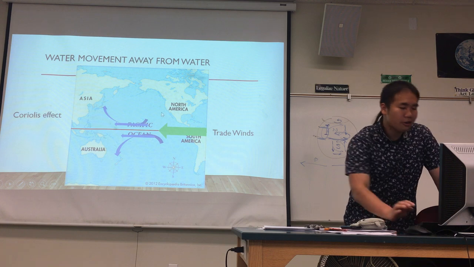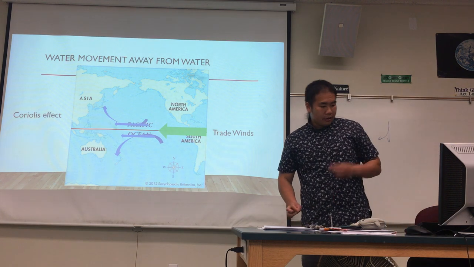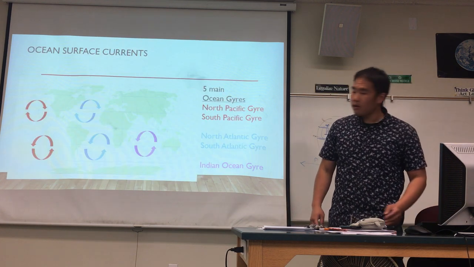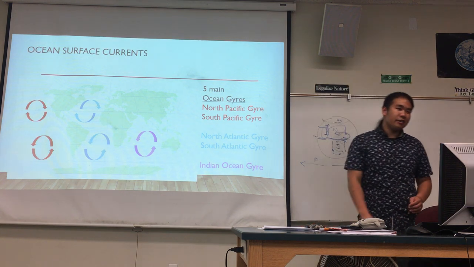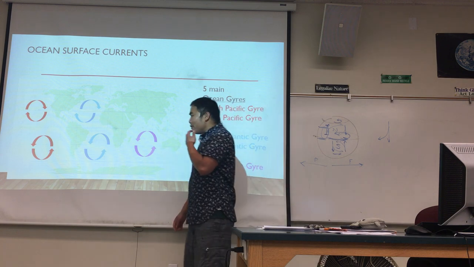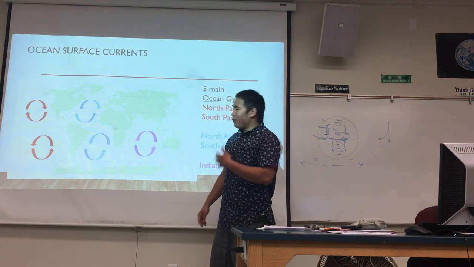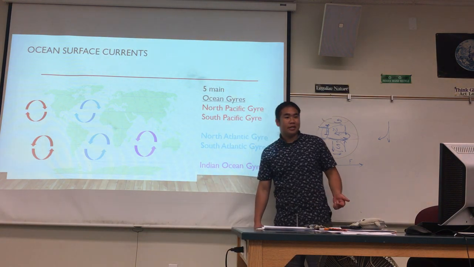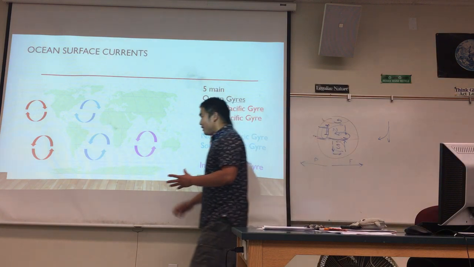That's called a gyre, all right? And there are five of these. They're right here, right? The names of these gyres are really easy, okay? You literally just have to know what ocean it's in and whether it's in the northern or southern hemisphere. Super easy, right? Okay, so there's five gyres. Let's look at them real quick.